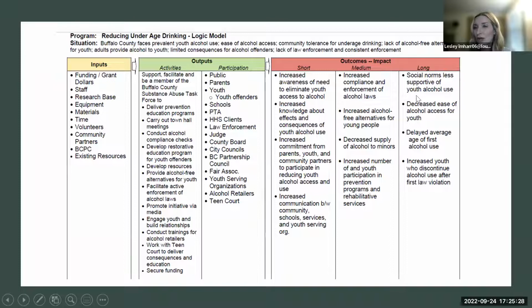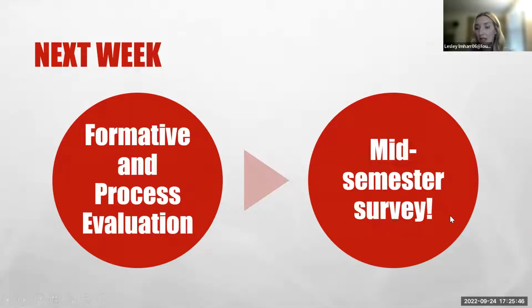Social norms are less supportive of youth alcohol use. Cultural aspects of the community have changed. Decreased ease of alcohol access for youth. So things that are more long-term societal changes or workforce changes or whatever community level changes you're looking at.